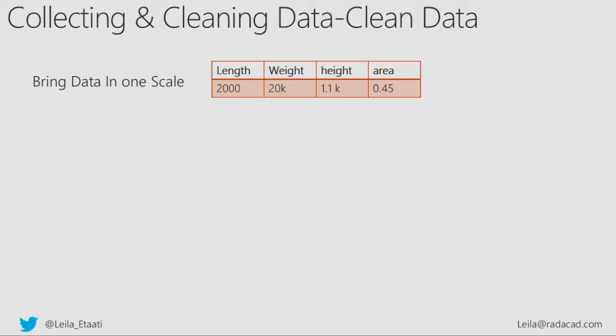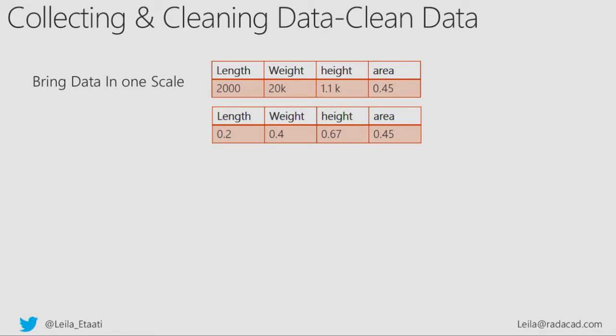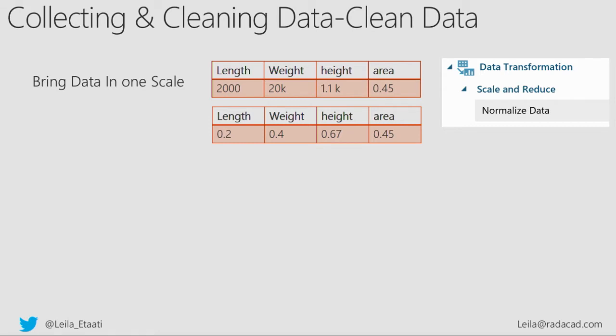For example, for some algorithms whose nature depends on distance, for example KNN or others, we have to normalize data. What is normalization? That means we should bring data to the same scale. I have data like this, where you see that, for example, the first column length is 2000, the other one is 20, and for example area is 0.45. They are not on the same scale. For this algorithm, I need to bring them to the same scale. There is a component in Azure ML named Normalize Data that uses algorithms like min-max, z-score, and others to help you bring the data to the same scale.